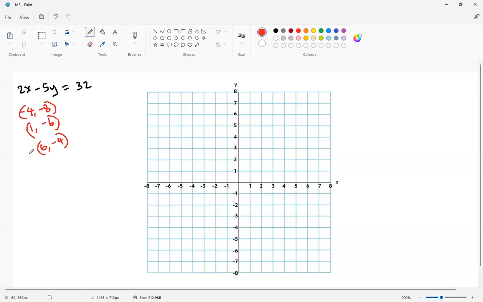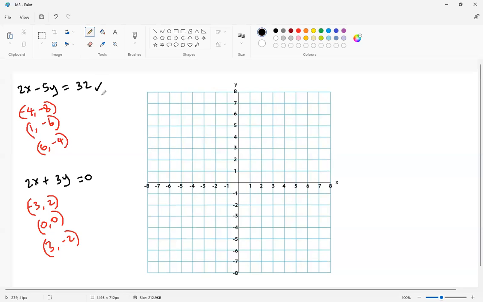Then another equation is 2x plus 3y is equal to 0. We will have our points as minus 3, 2, 0, 0, and 3, minus 2. So let's show these ones.